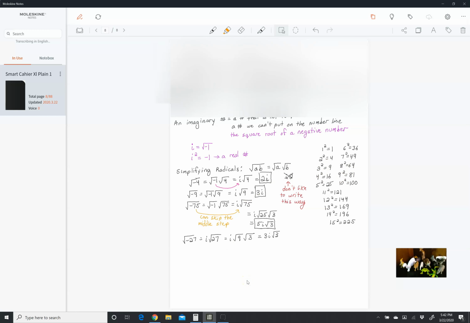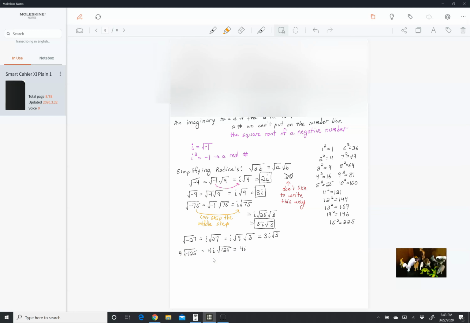Okay, and then we could take this a step further if we have a number on the outside. So let's take 4 times, let's do the square root of negative 125. So this becomes 4i times the square root of 125. So we're just taking that i out of the square root. We don't have to write it like this all the time where we're constantly doing square root of negative 1. We could just pull it out as i. So we have 4i root 25.